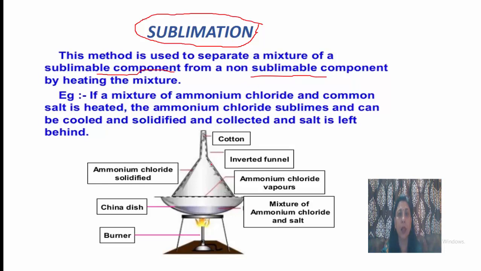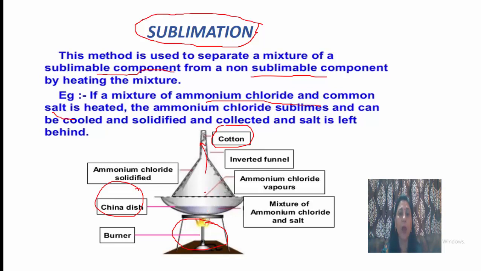Suppose, as you can see here, a mixture is given of ammonium chloride and common salt. This mixture is taken in this china dish. And this is an inverted funnel, with a cotton plug kept over here, so that when the vapors rise they do not escape outside. Now with the help of a burner, this mixture of ammonium chloride and salt is heated.